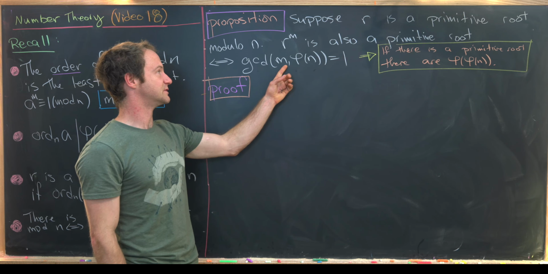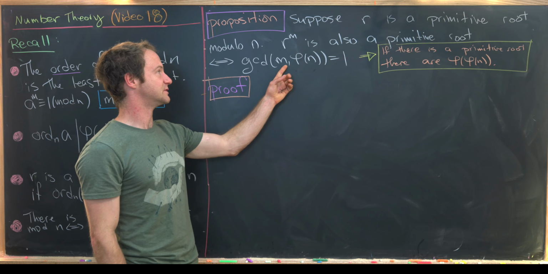So let's start the proof with the reverse direction. In other words, we'll assume that the GCD of m with phi of n is equal to 1 and r is a primitive root. And what we want to show is that r to the m is also a primitive root. Okay, so how can we do that? Anytime we see that the GCD is equal to 1, we probably want to invoke Bézout's identity. So notice that that means that there exist x and y, which are integers, such that m times x plus phi of n times y is equal to 1, like that.